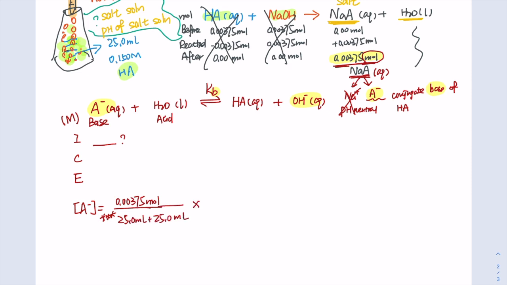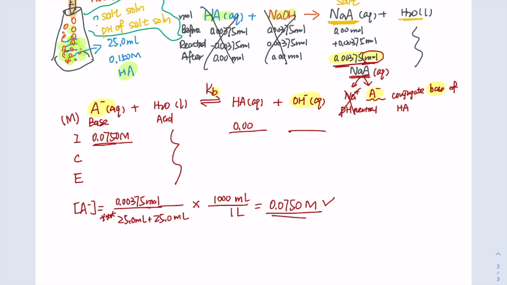Since we know concentration is moles per liter, we need to do this conversion. That's 1,000 mL to 1 liter, so we can calculate the concentration. That's going to be 0.075 molar. Okay, so now we got the concentration of this conjugate base, so we're going to put in 0.075. And this water is not going to affect our equilibrium initially. Before this happens, we have none of the products. Then we'll have minus x, positive x, positive x. At equilibrium, you'll have 0.075 minus x, x, x.